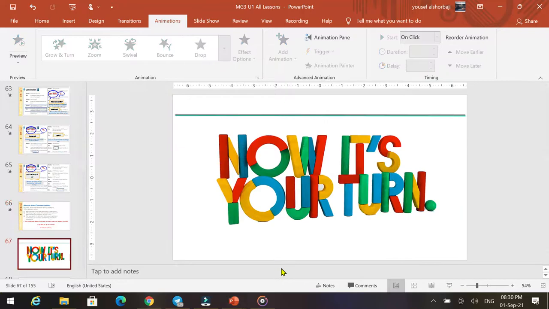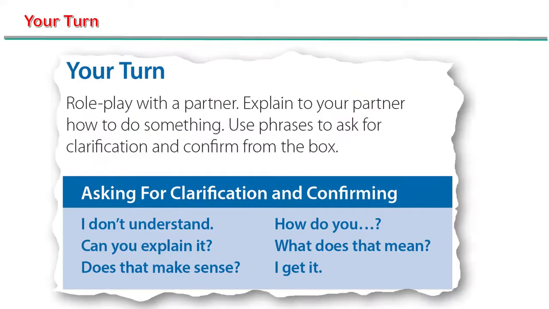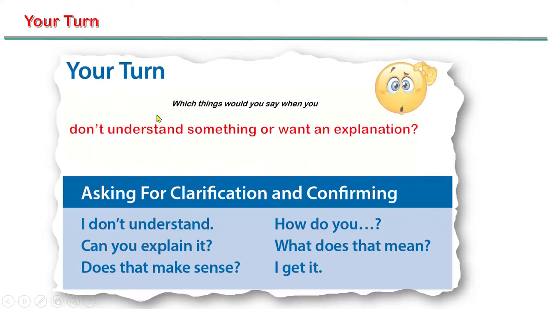Now it's your turn. جاء دورك الآن. Role play with a partner. Explain to your partner how to do something. Use phrases to ask for clarification and confirm from the box. طبعا هذا لو كنا في الكلاس لكن احنا الآن عندنا طريقة أخرى. Which things would you say when you don't understand something or want an explanation? إذا كنت في حاجة ما تفهمها وش المصطلحات اللي تستخدمها من هنا؟ تعال نقراها مع بعض.